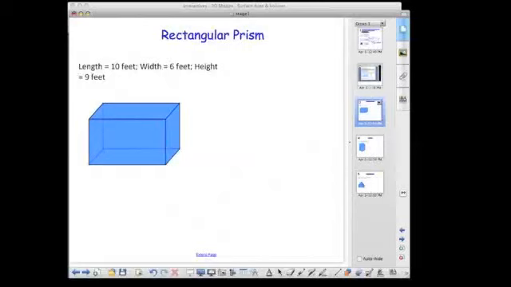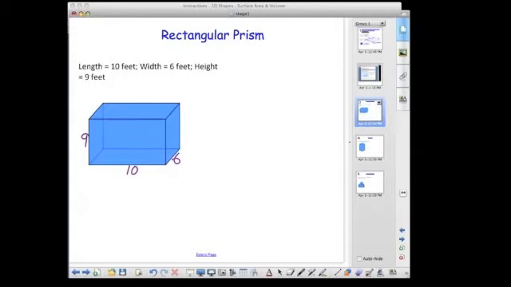Just a few examples before we finish up for today. Rectangular prism, length times width, length is 10 feet, width is 6 feet, height is 9 feet. Let's label those sides. Length, 10 feet, width, 6 feet, height, 9 feet.